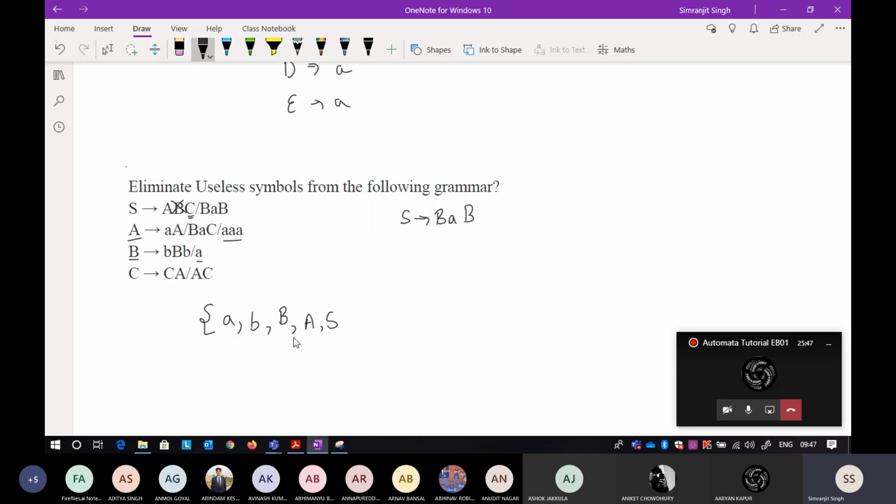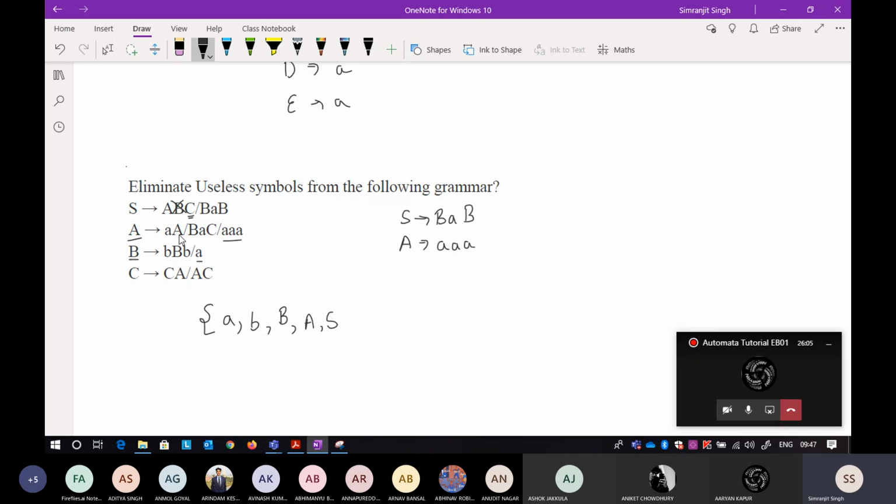So that is why I always keep the set open. If something happens that the left hand side is deriving the useful symbol, so the left hand side also becomes a useful symbol. So that is why I always keep the set open. Now see this A. So for AAA, it's always a useful symbol. So you can write directly here.